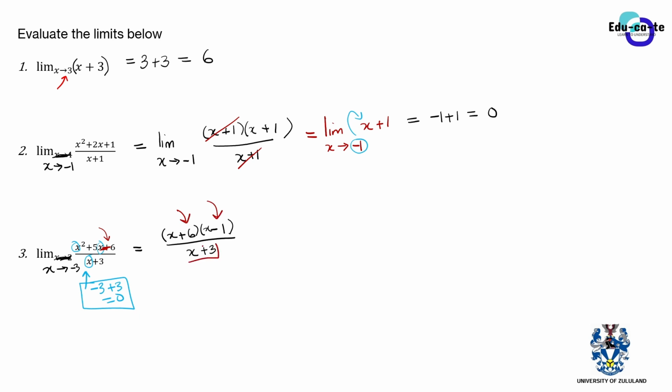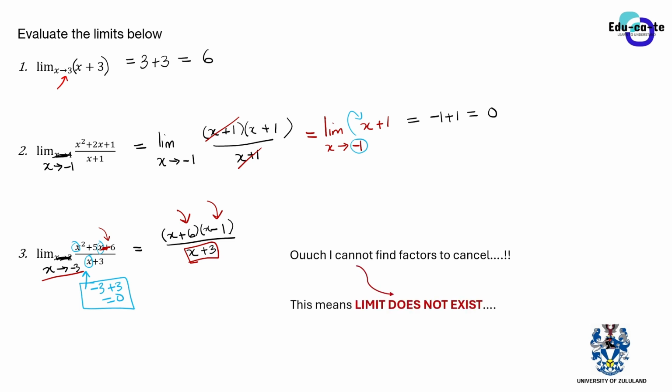But the denominator, which is making this undefined when we substitute x equals -3, has no common factor here. Oops. Ouch, I cannot find factors to cancel out. So what do I do? This just means that the limit possibly does not exist.